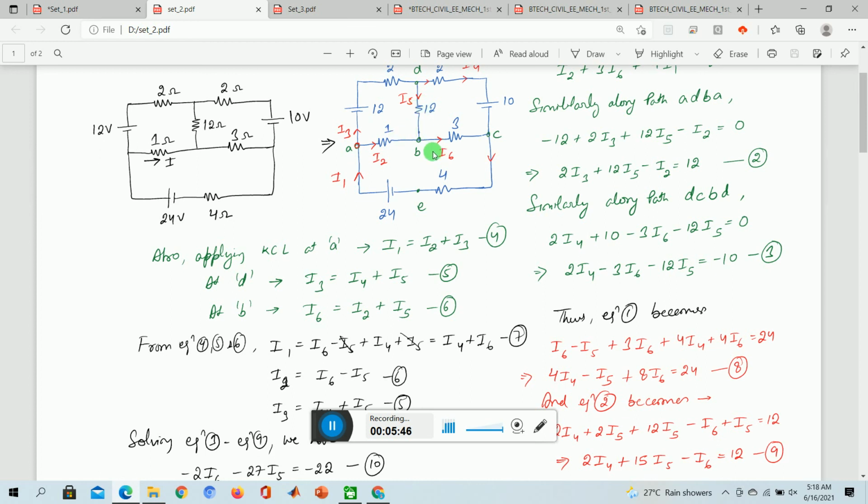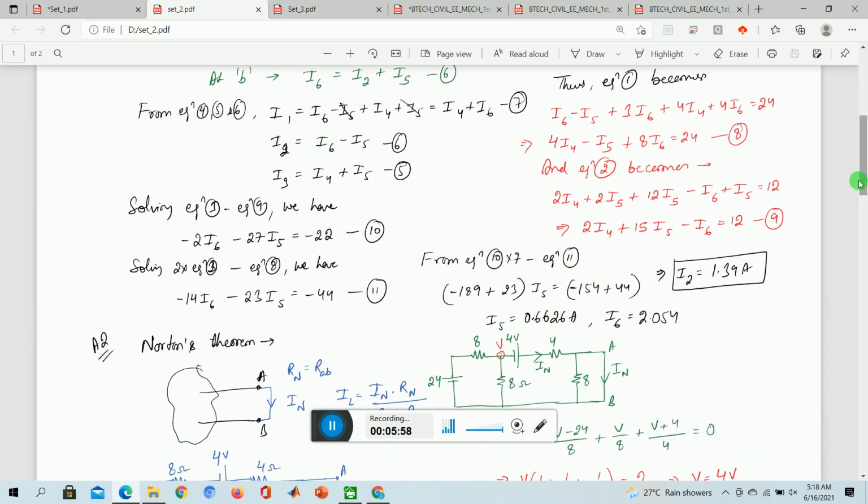In this relation it is I2 and I6, because here I2 is equal to I6 minus I5. I2 is equal to I6 minus I5. That value is positive, obviously. 2.054 minus 0.66, 1.39 ampere, and that is the answer.